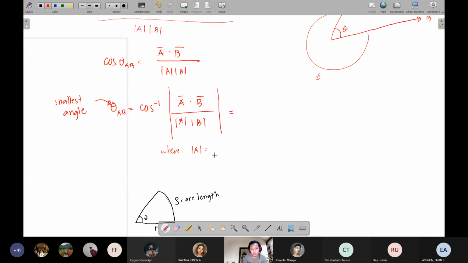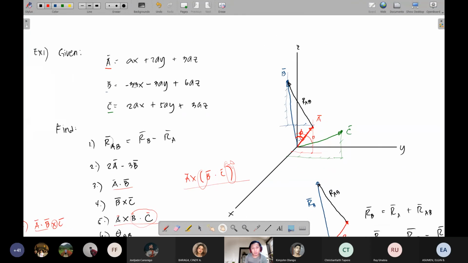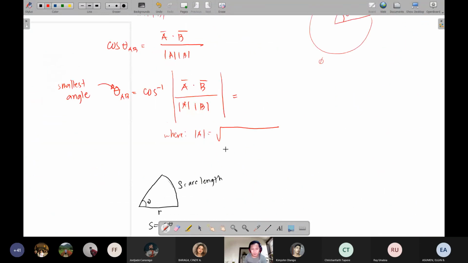Okay, where magnitude sa A is equal square root rato. So take note nga ang vector A is 1 ax plus 2 ay plus 3 az. Ang B na to is negative 3 ax, negative 3 ay plus positive 6 az. So this will just be 1 squared plus 2 squared plus 3 squared ang magnitude sa A, which is square root sa 1 squared plus 2 squared plus 3 squared. This is square root of 14. Okay? And then, for magnitude sa B, this is square root sa 3 squared plus 3 squared plus 6 squared.